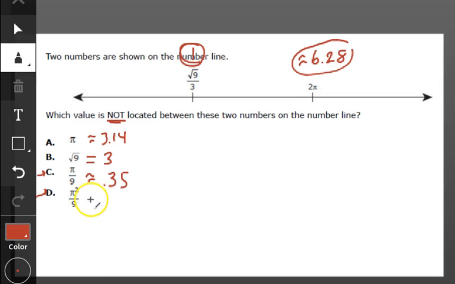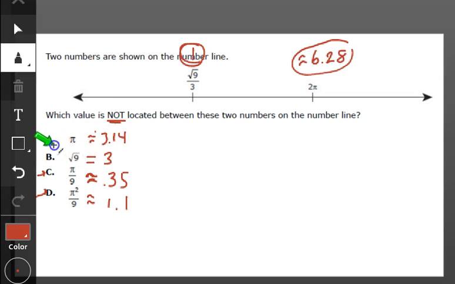And our pi squared over 9 was approximately, notice I'm doing these squiggly equal signs. That means approximately, because I'm doing a little rounding here, okay? But it's okay because we're trying to place these. Which one is not between 1 and 6.28? So if I look at these each individually, 3.14 is between those.